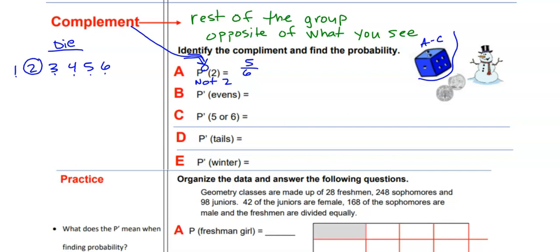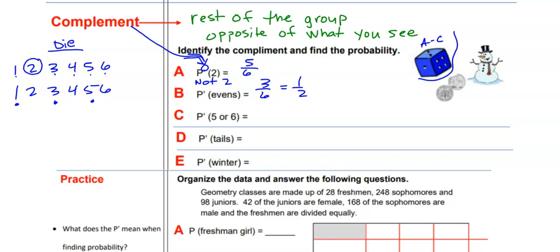Okay, I'm going to do it again. 1, 2, 3, 4, 5, 6. I'm just going to list it again. Probability of not getting an even. Okay, so here is not an even, not an even, not an even. There are 3 of those. 3 out of 6, which is the same as 1/2.